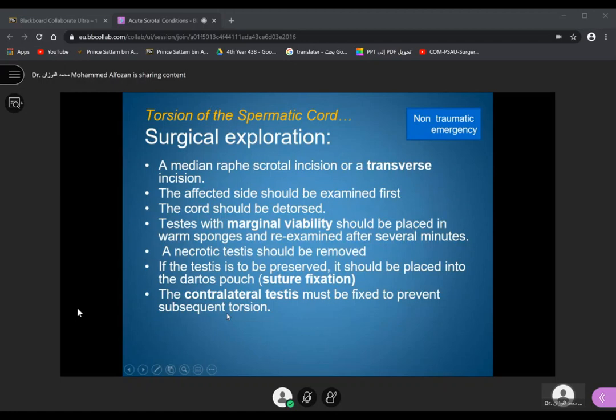So you will make a dartos pouch to fix this testis in the normal position. The dartos is the layer between the scrotal wall and the testis. It's a muscular layer. We will make a pouch, a pocket, and you will fix the testis in it. The contralateral testis must be fixed to avoid torsion in the future, because the patient now has only one testis. You will have to protect that testis. Because if you have torsion in one testis, most likely you are more prone to have another torsion in the other testis than the normal population.